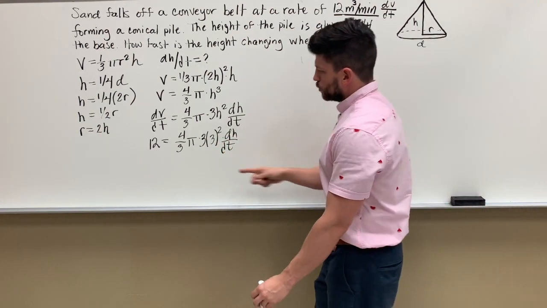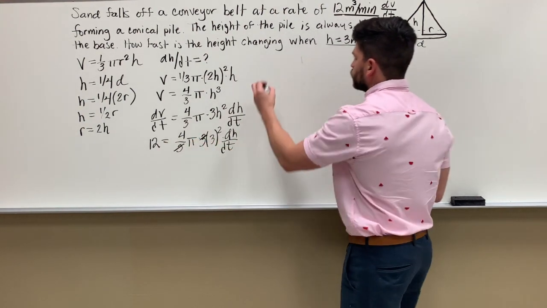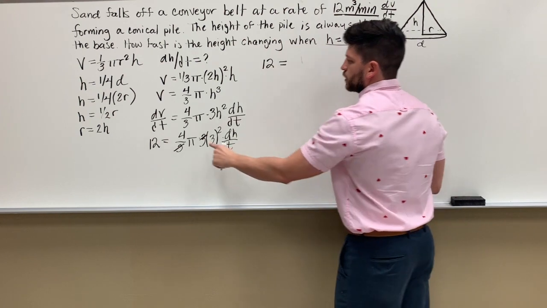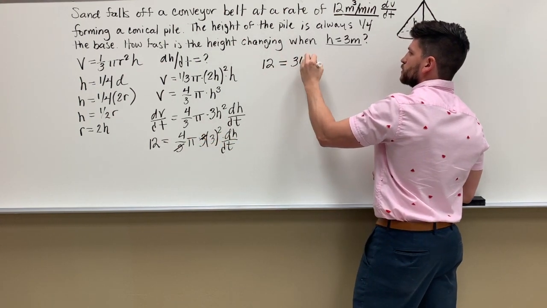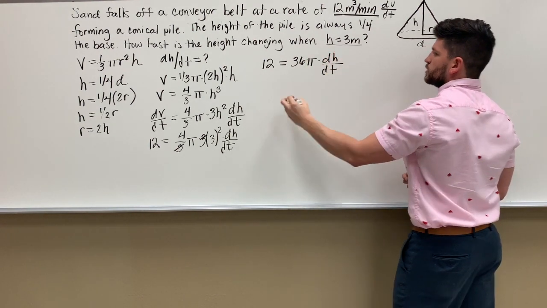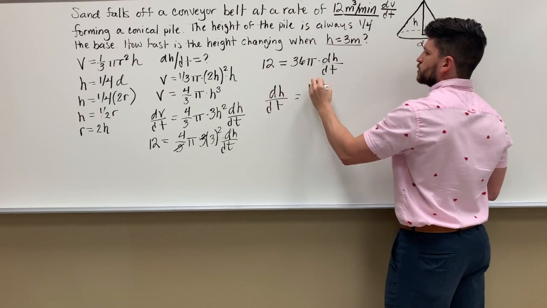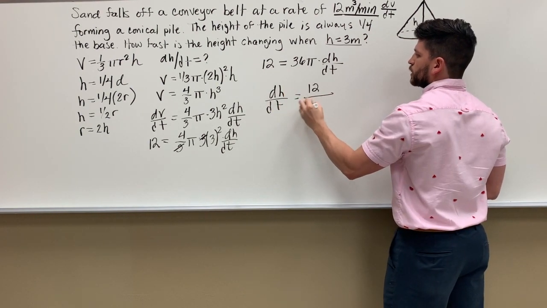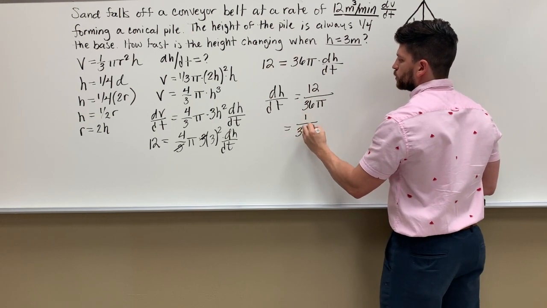So we can simplify a little bit. These 3's will cancel. So I'm going to have 12 equals 3 squared is 9 times 4 is 36 pi. And then dH/dt is going to be 12 divided by 36 pi, which will reduce to 1 over 3 pi.